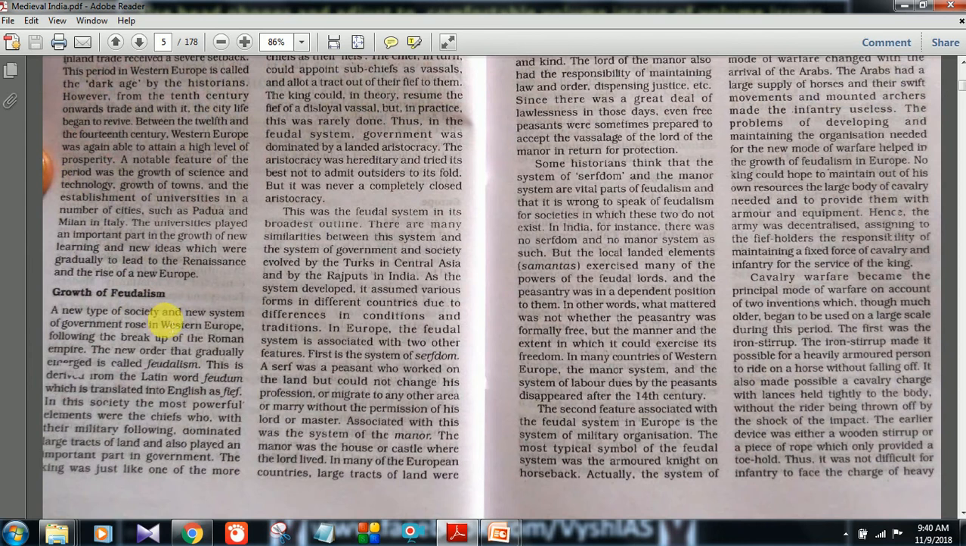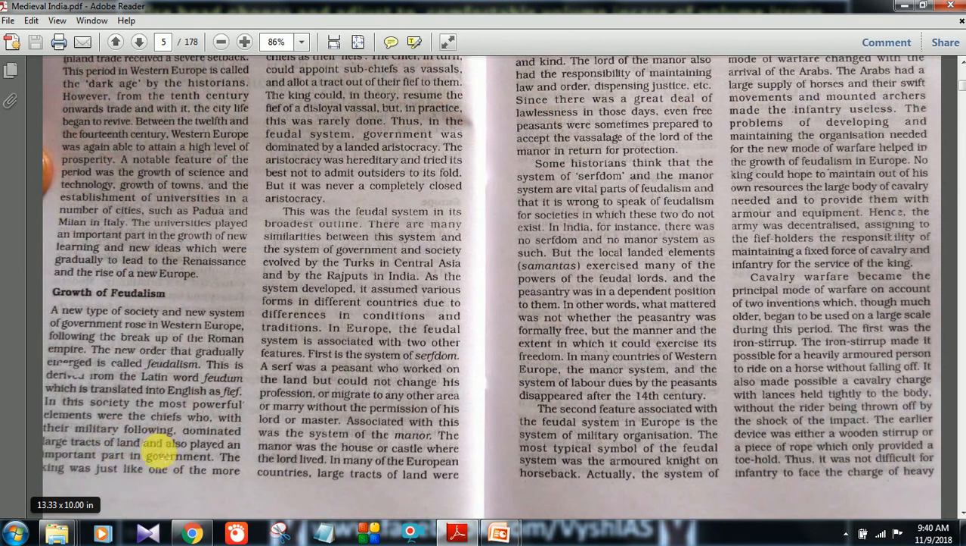A new type of society and new system of government rose in Western Europe following the breakup of the Roman Empire. The new order that gradually emerged is called feudalism. This is derived from the Latin word feudum, which is translated into English as fief. Okay, F-I-E-F. So it's just a Latin word and this is the English word. In this society, the most powerful elements were the chiefs, who with their military following dominated large tracts of land and also played an important role in the government.